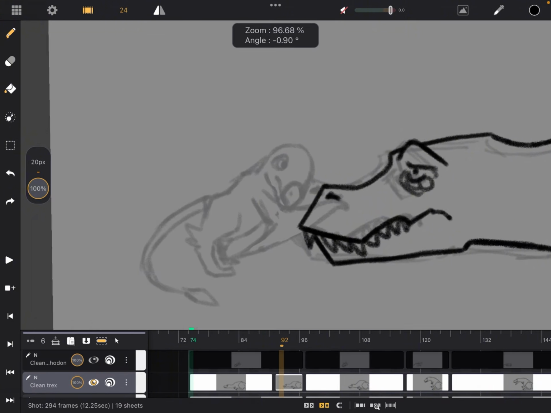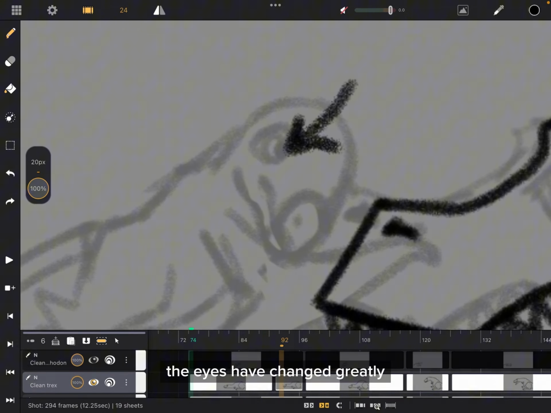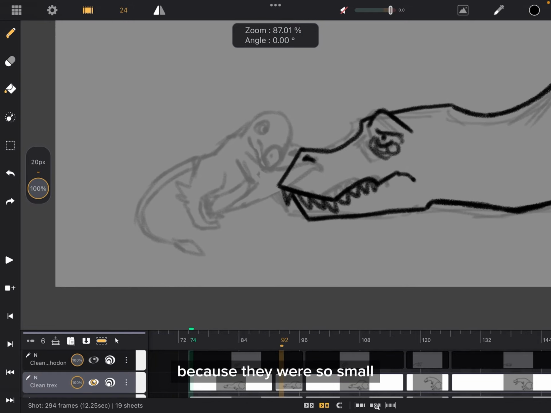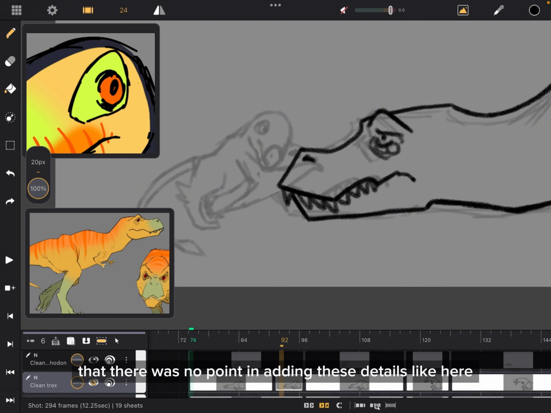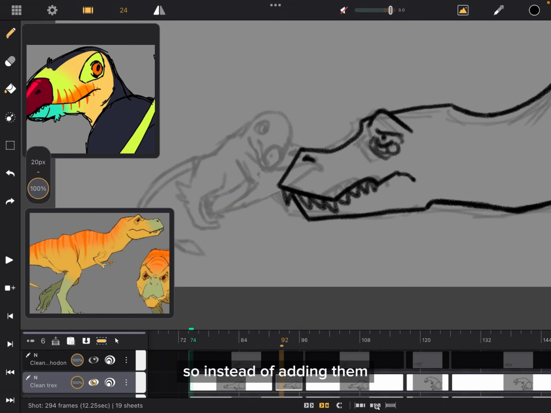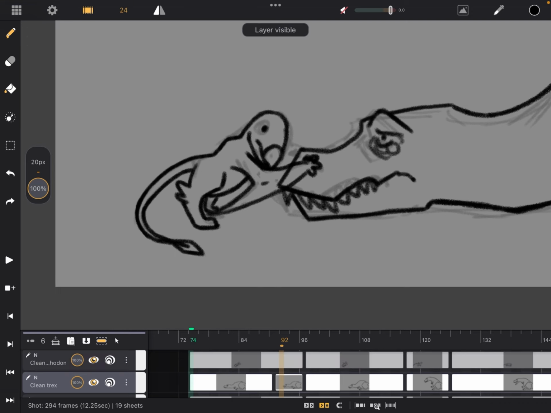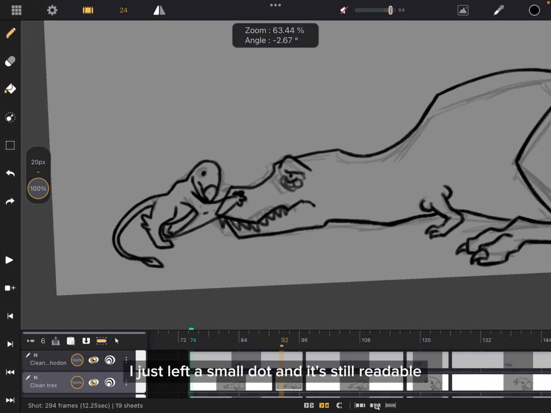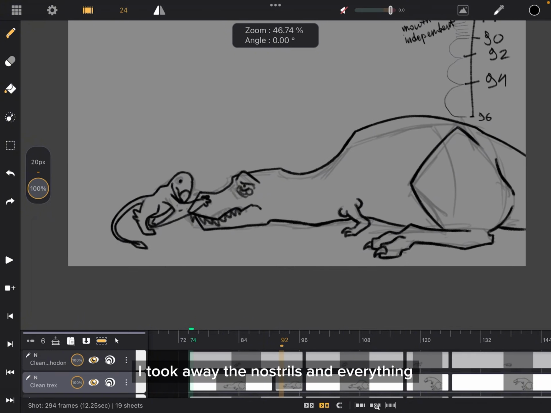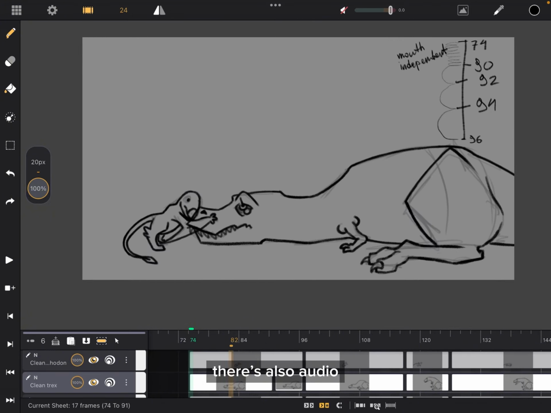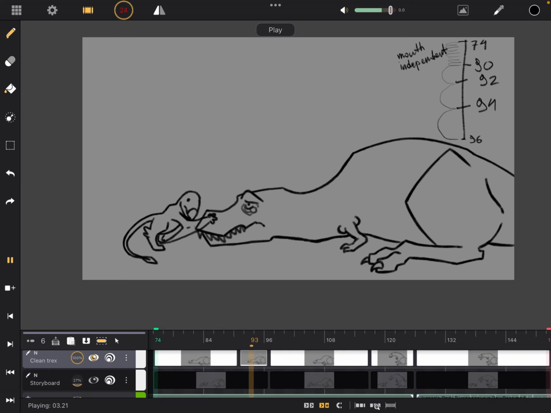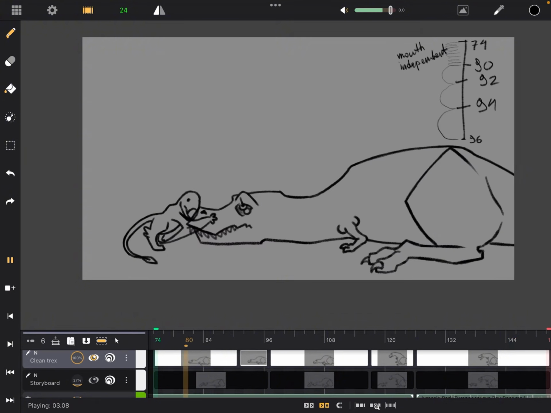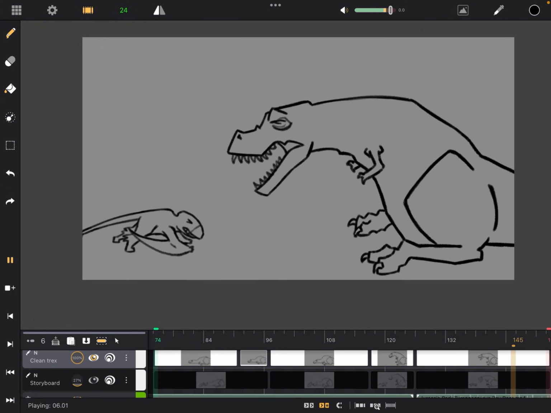Something else. The eyes have changed greatly, because they were so small that there was no point in adding these details, like here. So, instead of adding them, I just left a small dot, and it's still readable. I took away the nostrils and everything. So far, there's also audio, so if you would like to listen, then let it out.